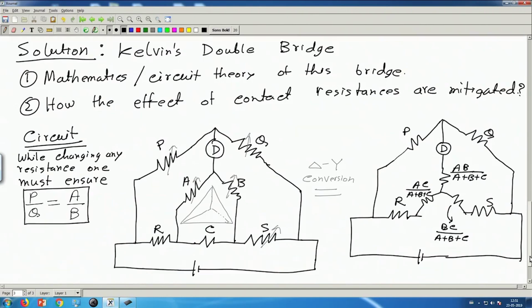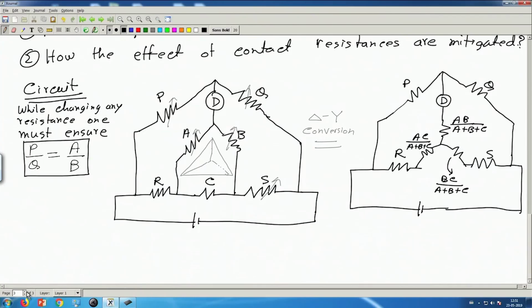Okay. Now, so this is the equivalent circuit. Okay. So, this is the equivalent circuit of this bridge, and now you see that this bridge looks like a Wheatstone bridge. It has 4 arms. So this looks like a Wheatstone bridge.